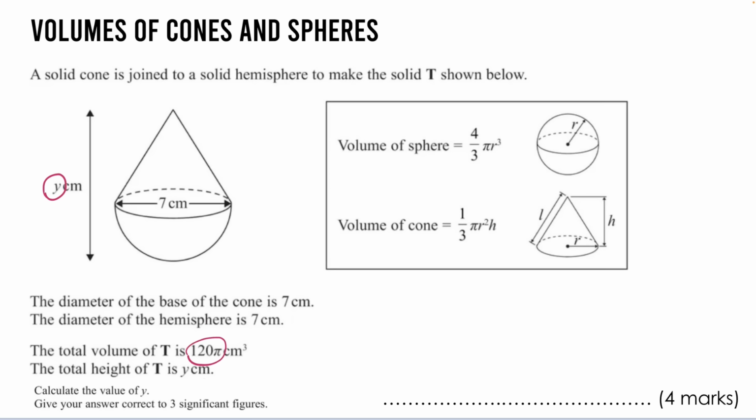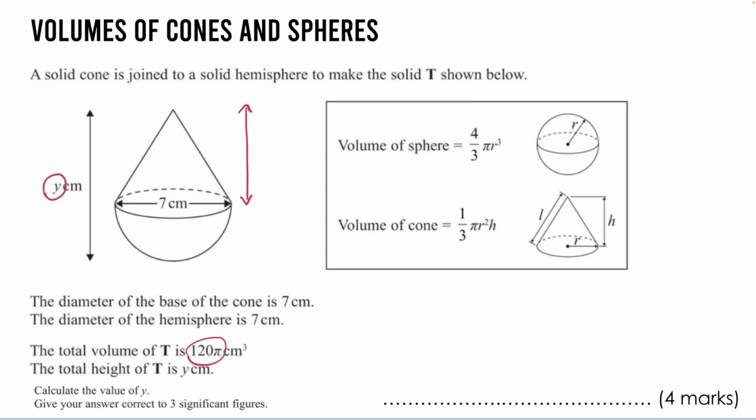So here, when we're trying to find this missing height, we're going to have to work out the volumes. If we go about working out one of the volumes, we can identify that we cannot work out the volume of the cone yet because we don't know the height.